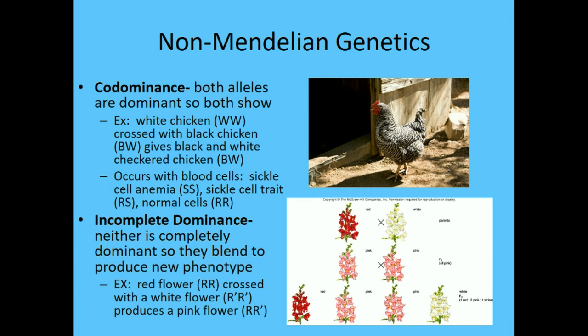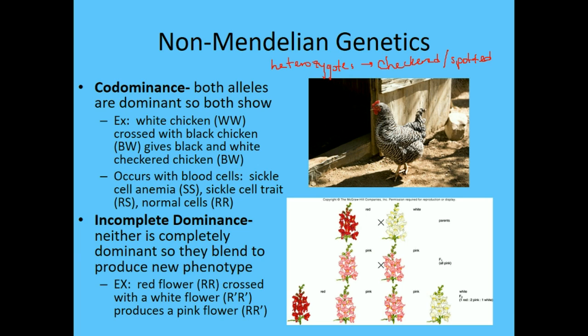Okay, so if you see here in this picture on the upper right, you have a black chicken and a white chicken. It gives you what we call a checker chicken. Okay, and so with codominance, the heterozygous one, the one that has both a big and a little one, is going to be checkered pattern or spotted. So both colors show up. So that's kind of how you know, if they describe something along those lines, that's how you know it's codominance.